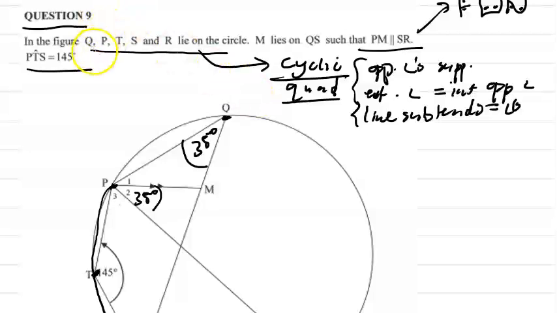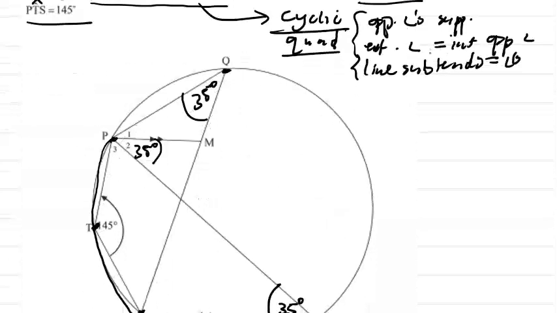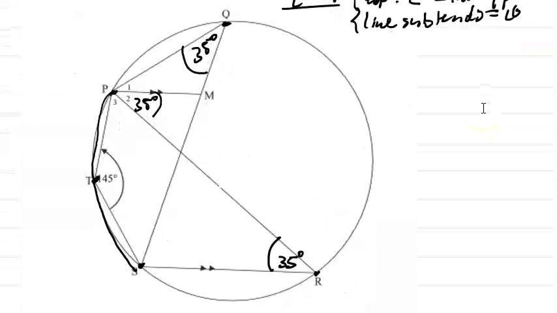Say, what do they tell us here? Q, P, T, S, and R lie on the circle. M lies on QS such that PM is parallel to SR, angle PTS is 145 degrees, and we've sifted out all of the information. So now we can also go and have a look at the following.